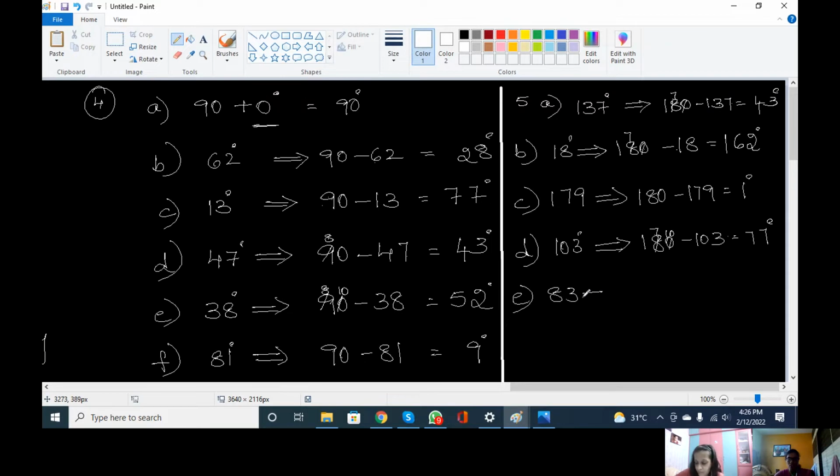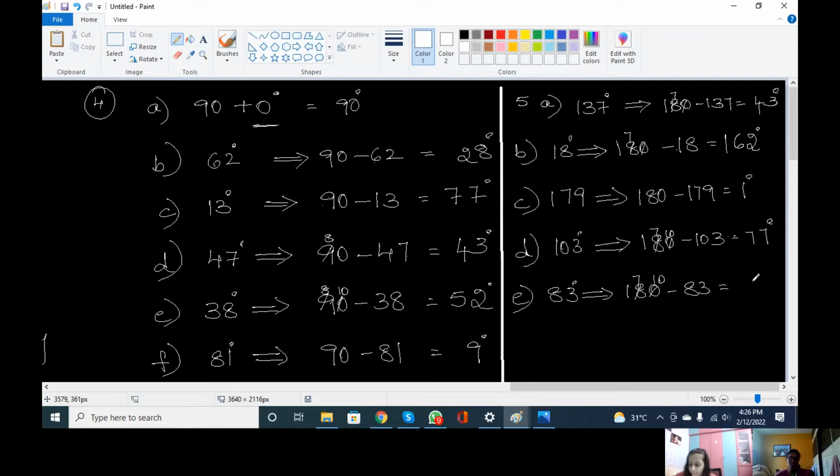E bit, 83. Could you tell me the supplementary angle for 83 degrees? 83 degrees, ma'am. The supplementary angle of 83 degrees is 7, then 9, 97 degrees.